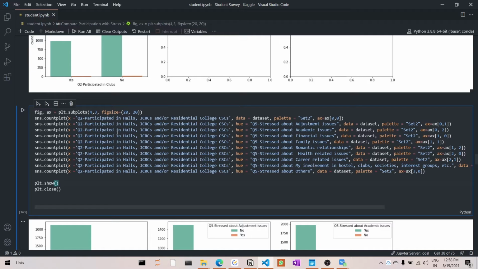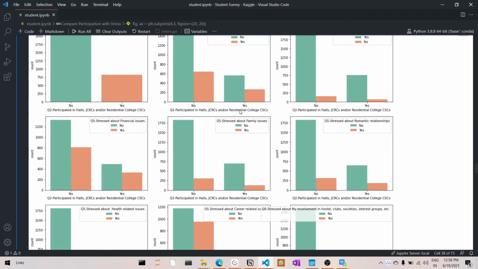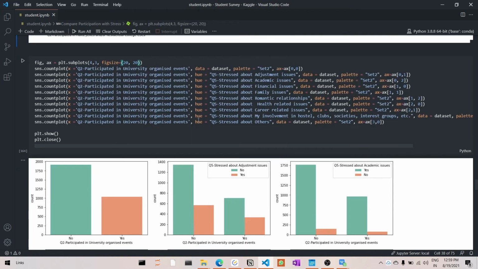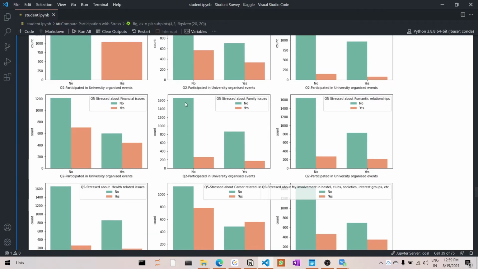Similarly, we are going to see the participation impact on stress related to halls, JCRC or residential college CSC. And here you can see the different counts. So just pause the video and analyze what is the impact. Similarly, we are going to see the participation of university organized events and the stress related to that. And here you can see the stress count.